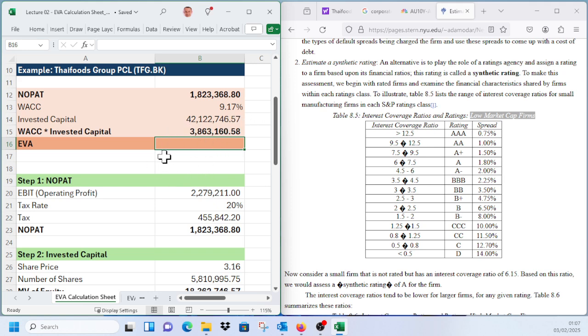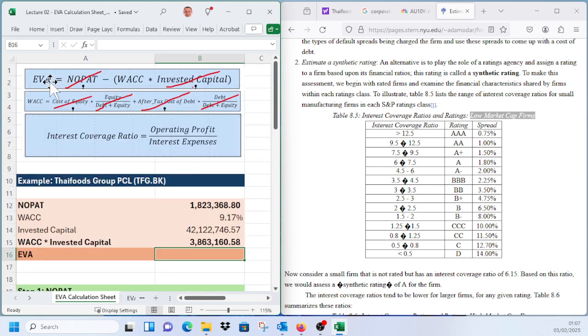And we can see already that the EVA will be negative. Again, EVA is the NOPAT minus WACC times invested capital. So we have to take the NOPAT here and deduct from that this number. And we can see that Thai Foods Group has a negative EVA of roughly 2 billion. So meaning in the last 12 months, the economic value add of Thai Foods Group was negative at 2 billion.